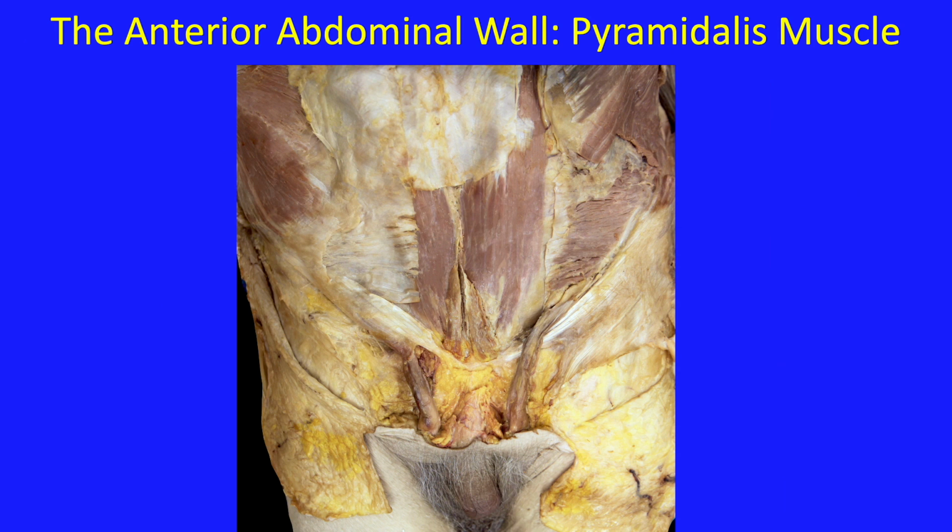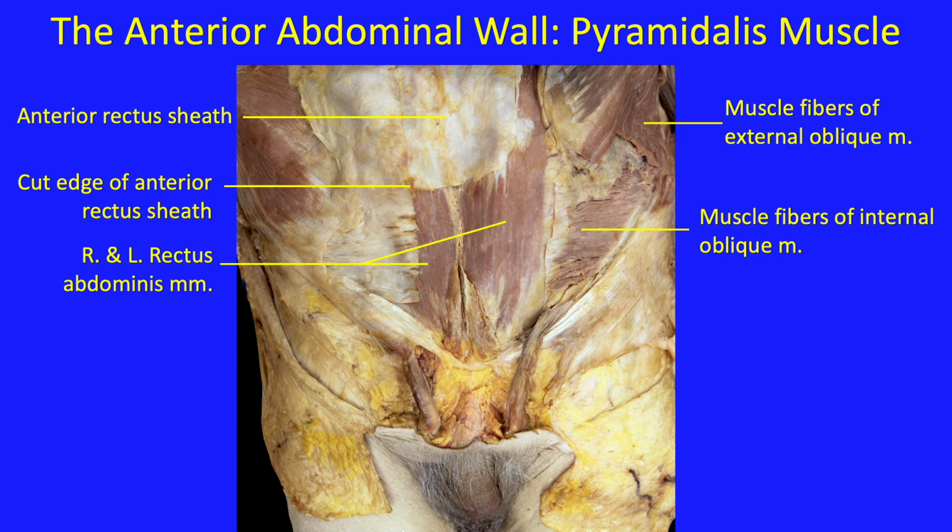Looking at a different cadaver, again with the rectus abdominis exposed, let me label the structures we're familiar with. The muscle fibers of the external oblique and internal oblique muscles, the remaining anterior rectus sheath, the cut edge of the anterior rectus sheath, and the right and left rectus abdominis muscles. But in addition, two little muscles now appear, the pyramidalis muscles, not present in all cadavers.